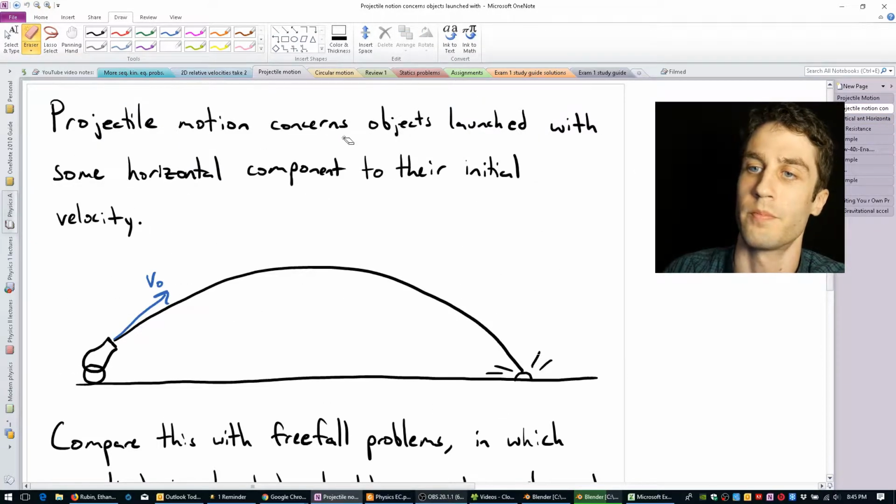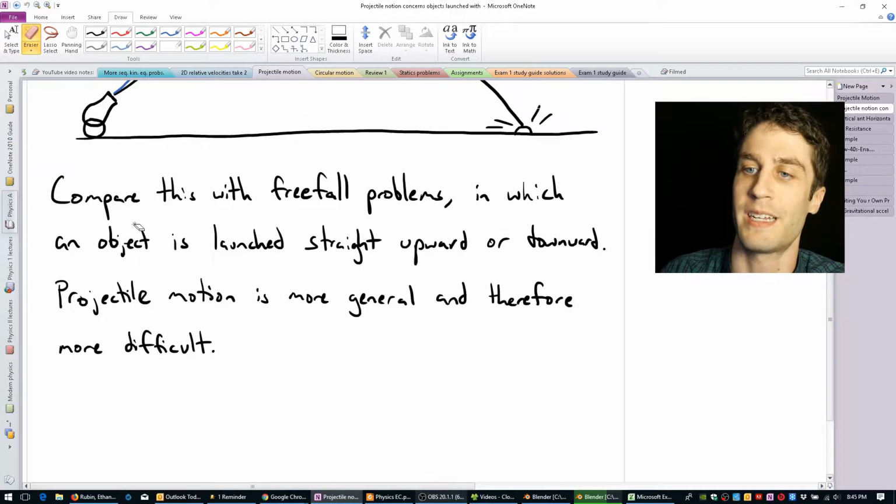Alright, so projectile motion concerns objects launched with some horizontal component to their initial velocity. Here's a nice little sketch of a typical projectile motion problem. We have a cannon, and it launches a cannonball, and it splats on the ground some distance later. I have v0, the initial velocity, drawn here, but maybe you're given v0, maybe not. Doesn't really matter. But compare this with free fall problems in which an object is launched straight upward or downward. Projectile motion is more general and therefore more difficult.